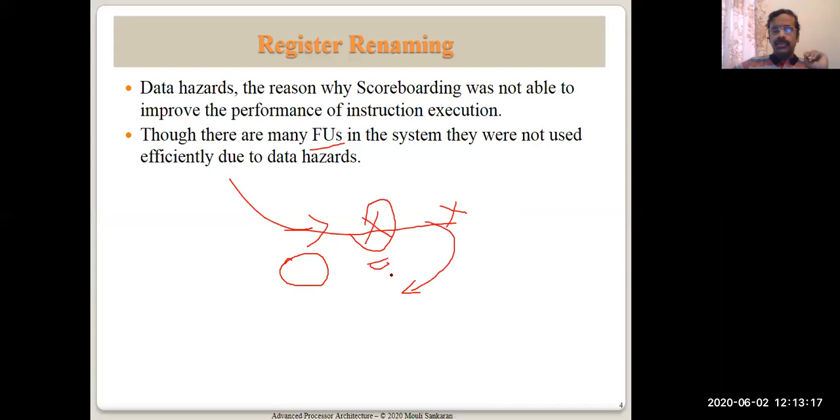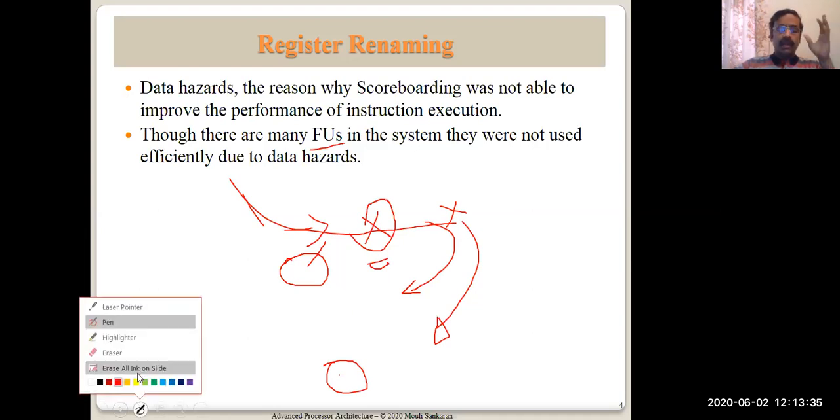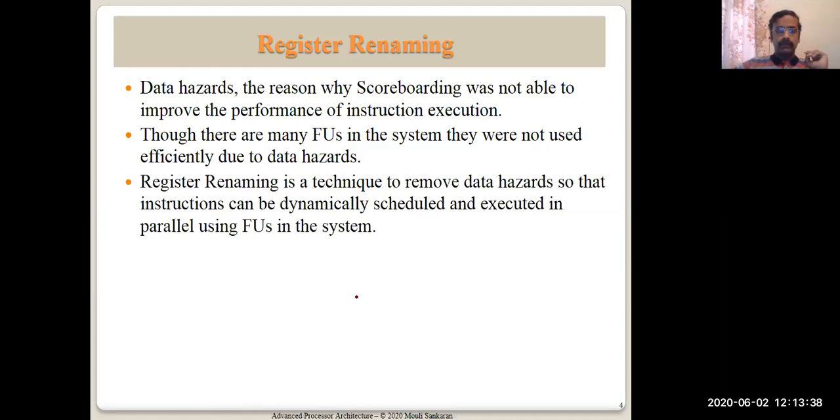But we were not able to use it because write back was delayed, because some other instruction had still not read from the destination register, so we were waiting. Or we assigned one instruction, but the operand was not ready, so we were not using the functional unit. So in some way, we were not using the functional unit properly. Register renaming is a technique to remove the data hazards so that instructions can dynamically be scheduled and executed in parallel using the FUs in the system. So we want to remove the data hazard by using this technique called register renaming.